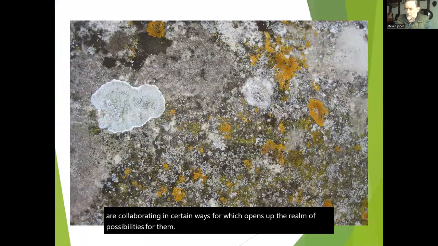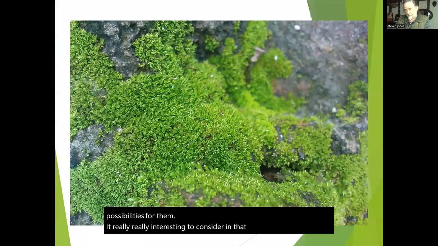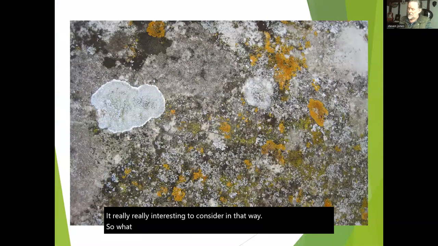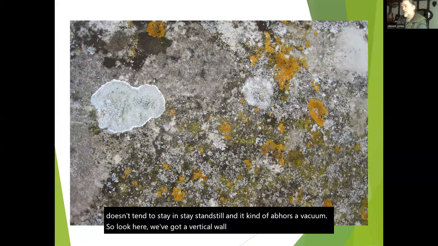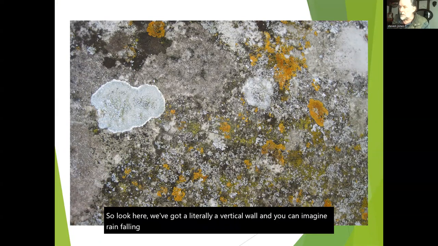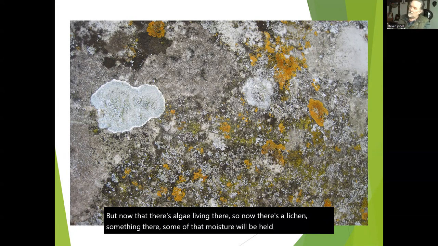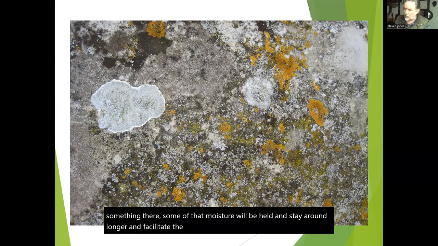It's really, really interesting to consider in that way. So also there's an idea which is very important, which is nature doesn't tend to stand still, and it kind of abhors a vacuum. So look, here we've got literally a vertical wall, and if you imagine rain falling on that, the rain would pass through that very, very quickly. But now that there's algae living there, now there's the lichens living there, some of that moisture will be held and stay around longer, facilitate the lichens to grow a bit more.